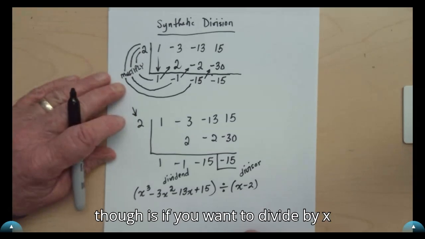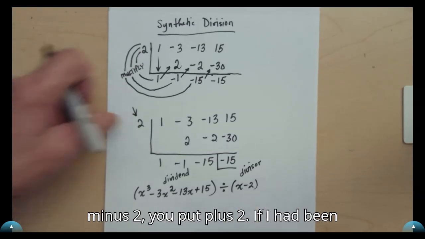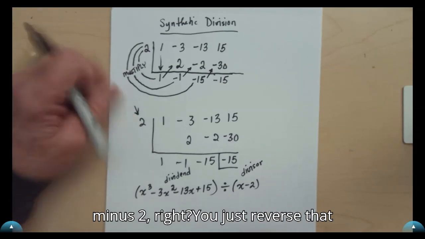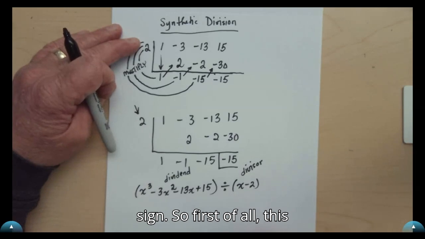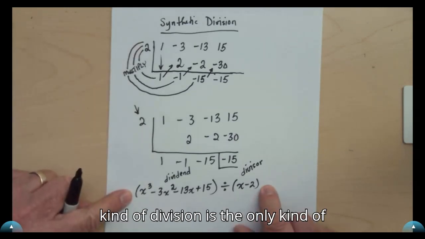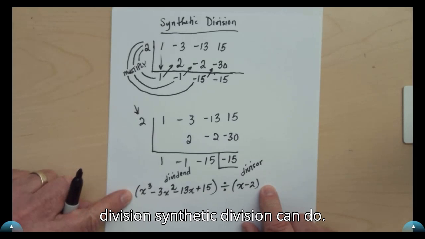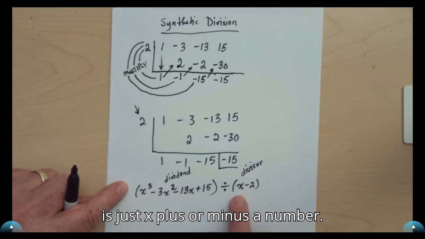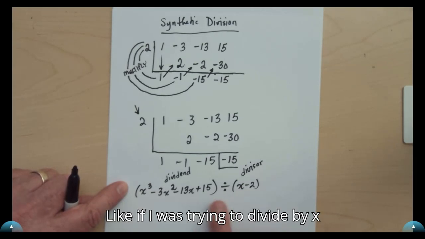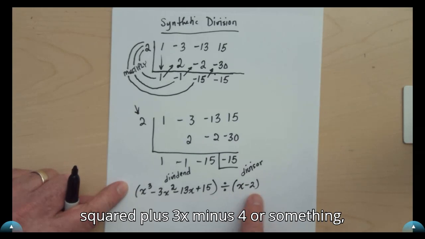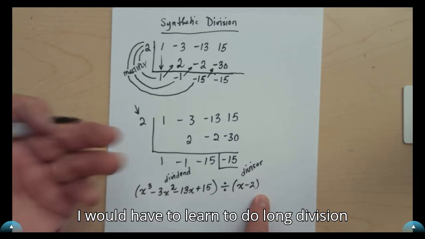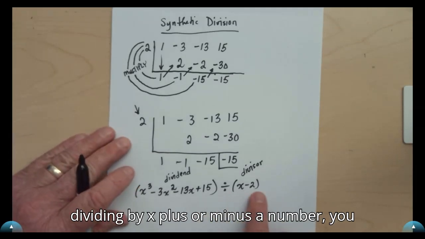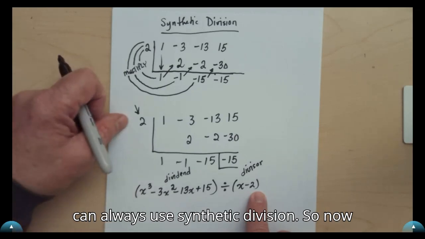Another way to think about it, though, is if you want to divide by x minus 2, you put plus 2. If I had been dividing by x plus 2, I would have put minus 2, right? You just reverse that sign. So first of all, this is the only kind of division synthetic division can do, where the thing you're dividing by is just x plus or minus a number. Like if I was trying to divide by x squared plus 3x minus 4 or something, I would have to learn to do long division for that. But as long as you're only ever dividing by x plus or minus a number, you can always use synthetic division.